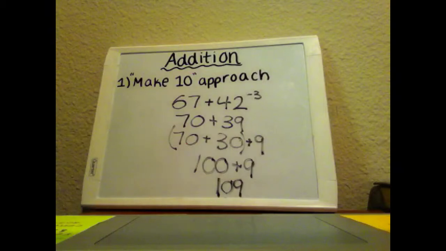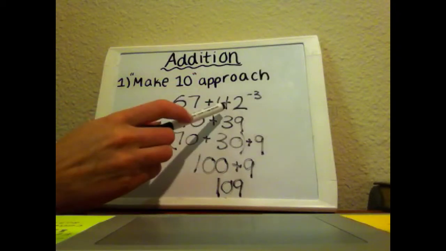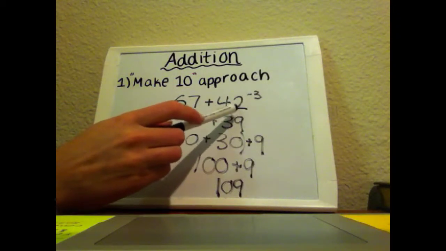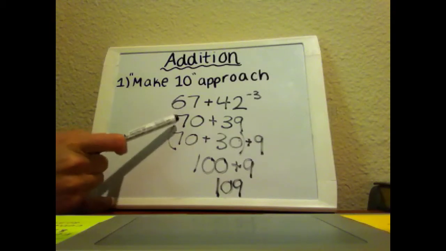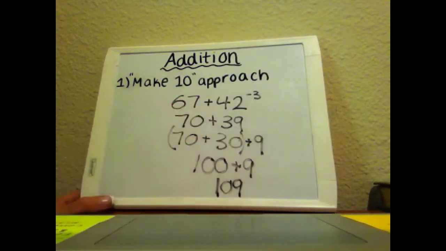So to review the make 10 approach, what we do is we take the largest number and we make it into a multiple of 10, such as 10, 20, 30, 40. And to do that, we have to take away the same amount from the second number. So to make 67 into 70, I had to add 3, which means I needed to take away 3 from 42. And we can continue to do this and so on.